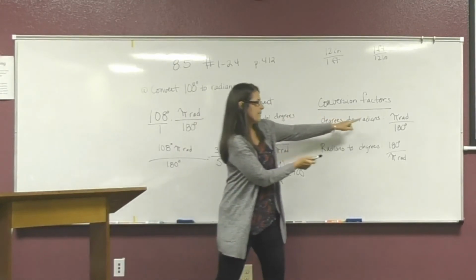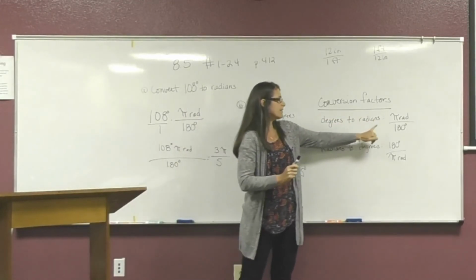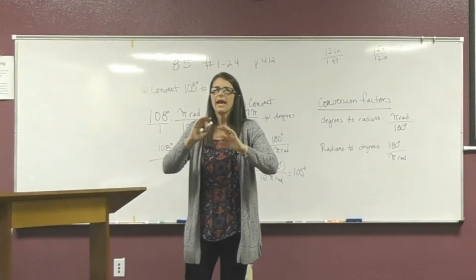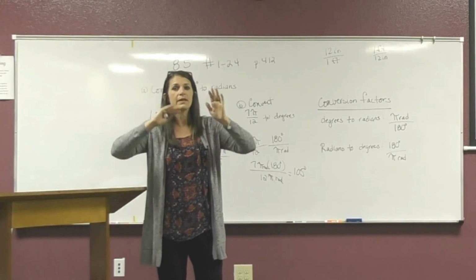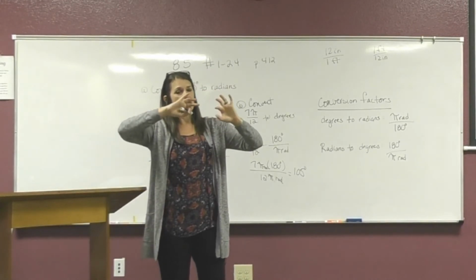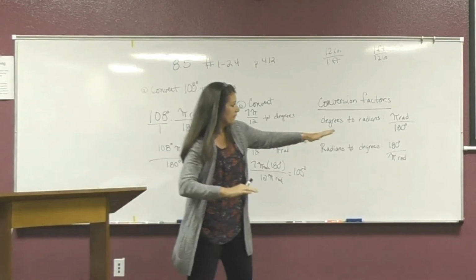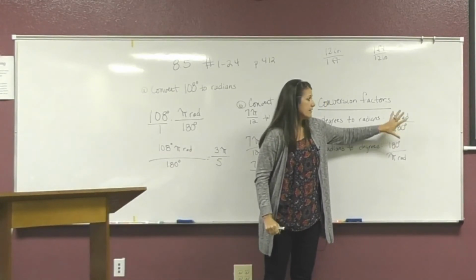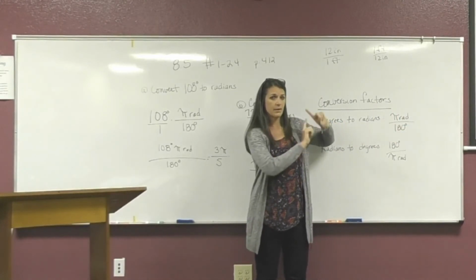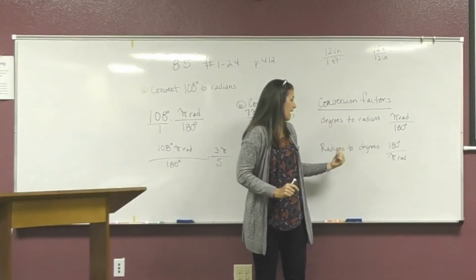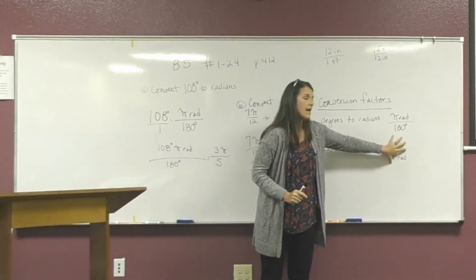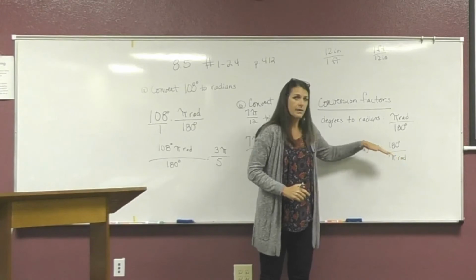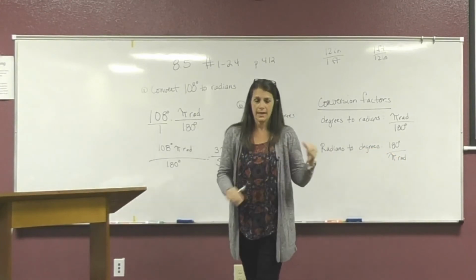Hopefully you recognize this is the same as this, it's just inverted, okay? Whatever it is that you're trying to get rid of, that just has to go on bottom. If I'm trying to get rid of degrees and go to radians, I'm going to use it like this because my degrees are going to cancel. If I'm trying to go from radians to degrees, I'm going to use the reciprocal of it, so that my pi radians cancels, okay?